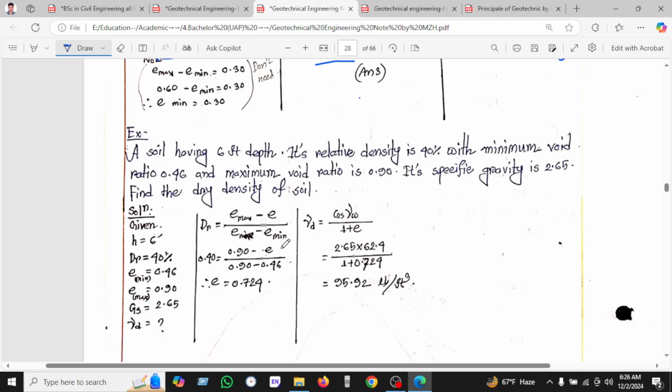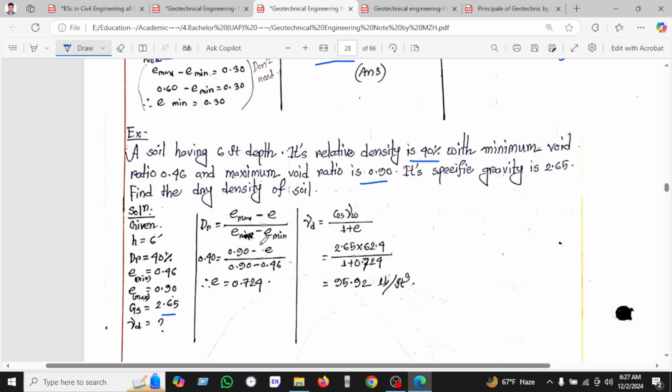Here the soil has 6 feet depth, and its relative density is 40% with the minimum void ratio 0.46, and the maximum void ratio is also given, 0.90, and the specific gravity is 2.65. Find the dry density of soil. So this is all the given data: H equal to 6 feet, relative density equal to 40%, e min equal to 0.45, e max equal to 0.90, and specific gravity 2.65.